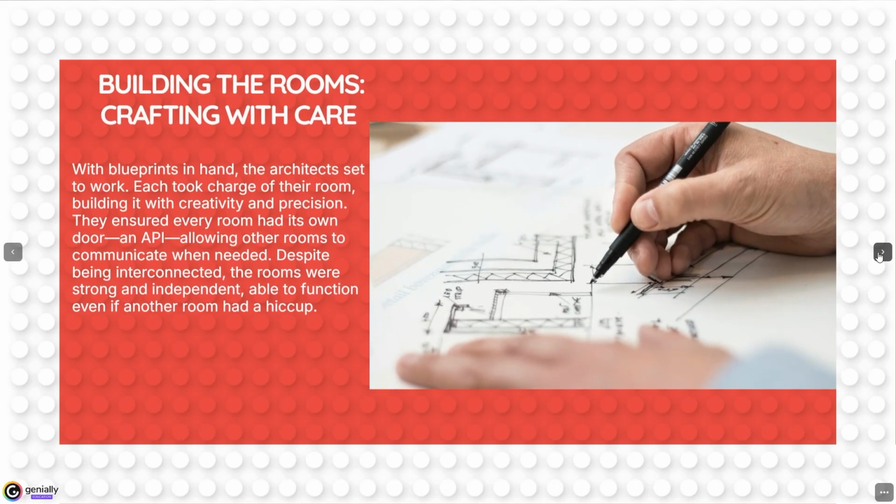With blueprints in hand, the architects set to work. Each took charge of their room, building it with creativity and precision. They ensured every room had its own door, in other words, an API, allowing other rooms to communicate when needed. Despite being interconnected, the rooms were strong and independent, able to function even if another room had a hitch up.